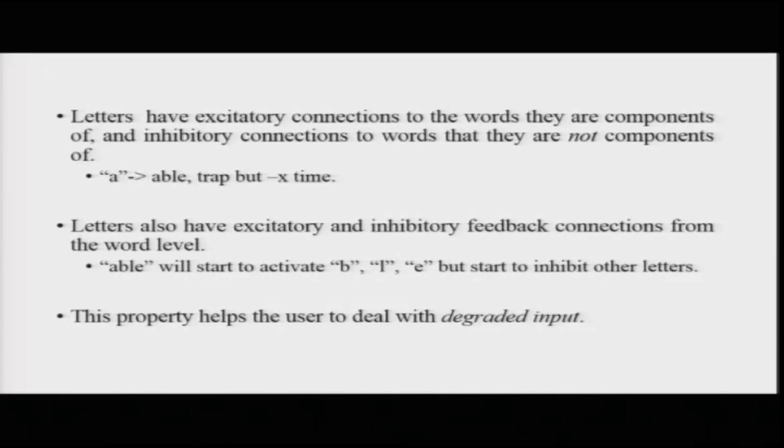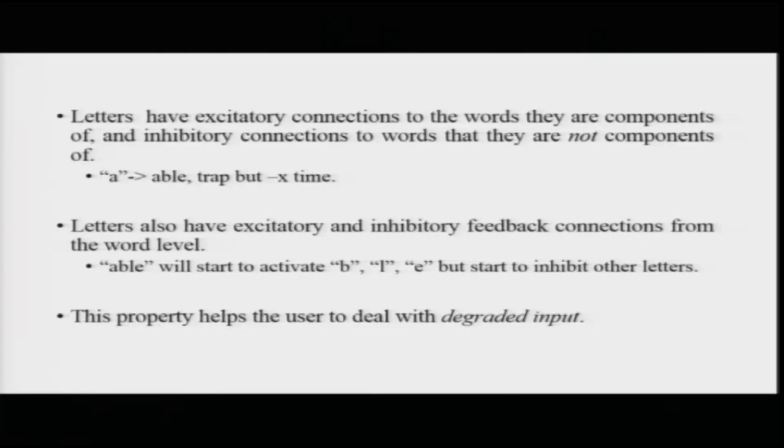Letters have excitatory connections to the words. It feeds upwards the input, the evidence that is building. They have excitatory connections to words that they are part of, and inhibitory connections to the words that they are not part of. For example, A will feed forward in an excitatory fashion to able and trap, but it will feed forward in an inhibitory manner to the word time. So A will activate able and trap and table and cat, but it will suppress the activity in words like time and rhyme and dime.